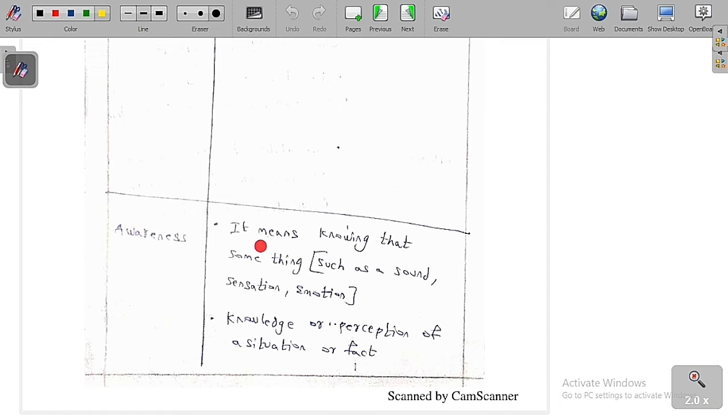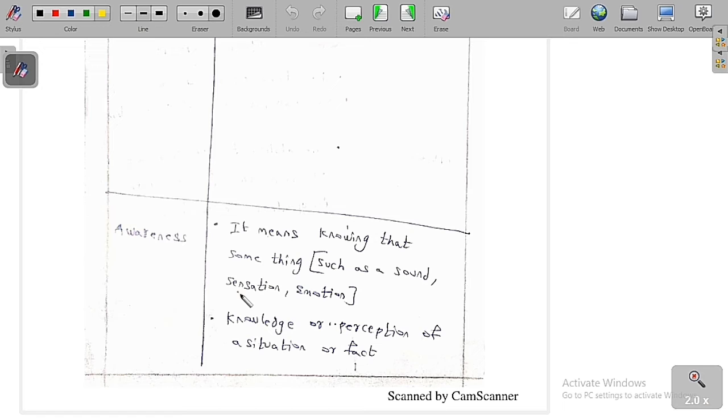Awareness. Awareness means knowing that something exists, such as a sound, sensation or emotion, or knowledge or perception of a situation or fact. You know the subject very well, so you know each and everything about that subject, and you know what to do and what not to do at that instant. You have the knowledge, you have the perception of a given situation or a fact. That is called awareness.